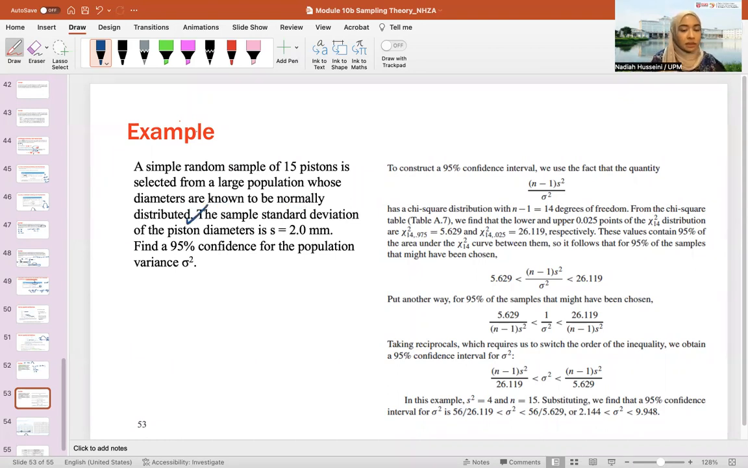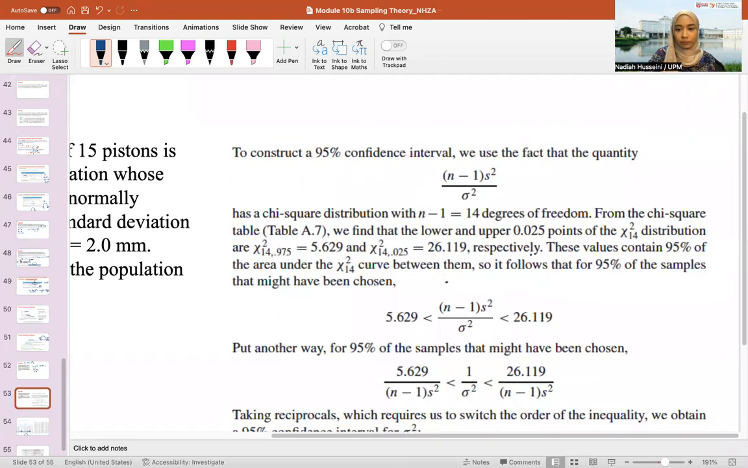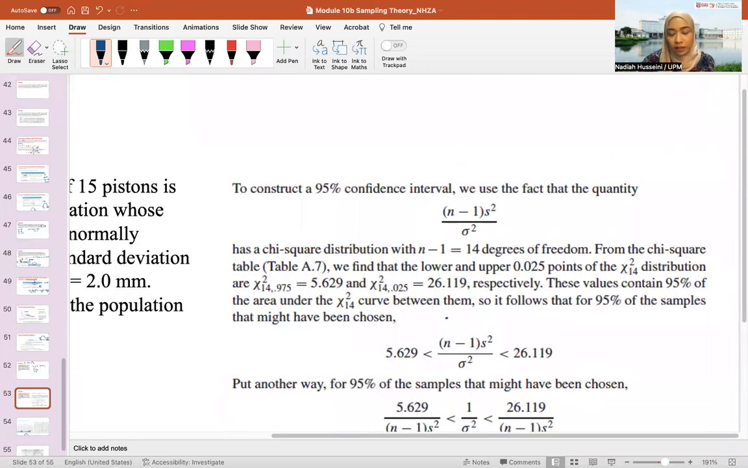This satisfies the condition for our chi-square distribution if we're going to use it to find the variance or the standard deviation. The sample standard deviation of the piston diameter is S. Find a 95% CI. So again, to construct a 95% CI, let me zoom into this one. Remember that we arranged the equation just now and said this follows the chi-square distribution. So this was it: n minus 1 times s squared divided by the variance.